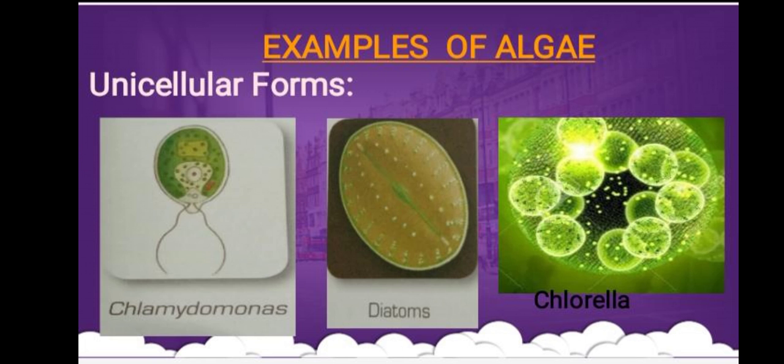Let's see a few examples of algae. Unicellular forms. Examples are Chlamydomonas, diatoms, and chlorella. Chlamydomonas is actually a green alga. The cell may be oval, spherical, or pear-shaped. The top of the cell bears two flagella used for swimming, and the lower half contains a large cup-shaped chloroplast. Chlamydomonas lives only in fresh water, particularly ponds, ditches, or stagnant water bodies.